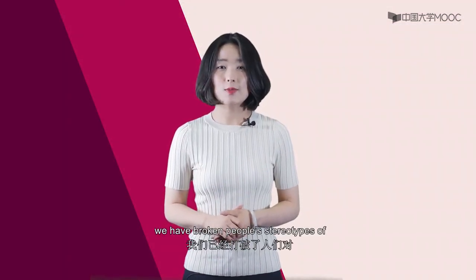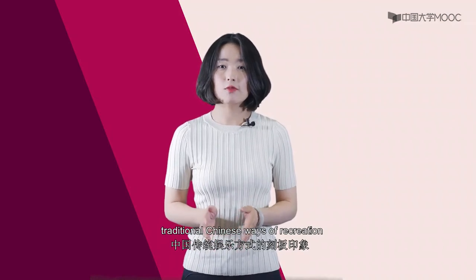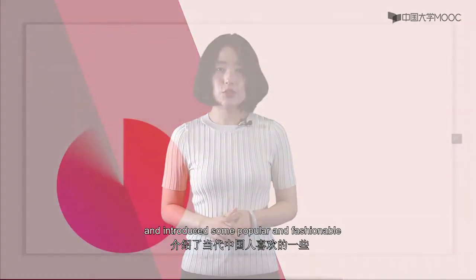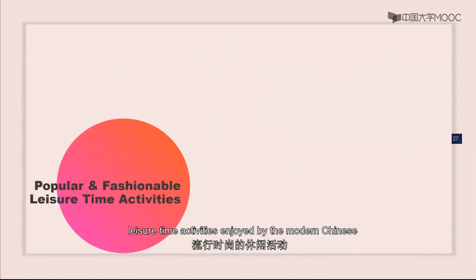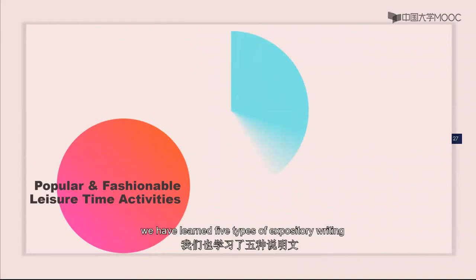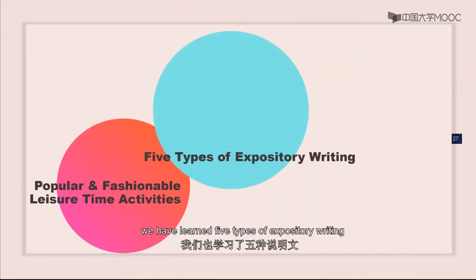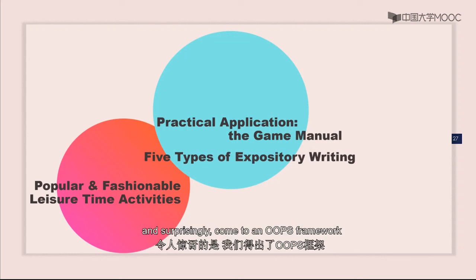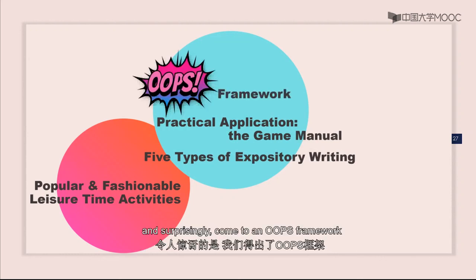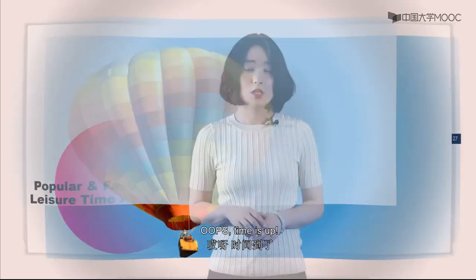Up to now, we have broken people's stereotypes of traditional Chinese ways of recreation and introduced some popular and fashionable leisure time activities enjoyed by the modern Chinese. At the meantime, we have learned 5 types of expository writing. Apply this practical skill to the writing of the game menu, and surprisingly come to an OOPS framework. Oops, time is up.